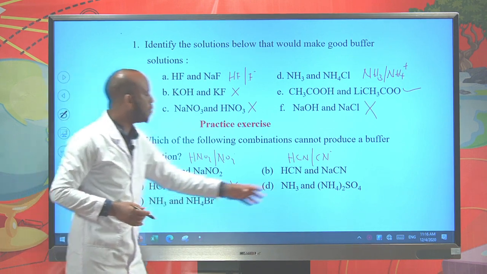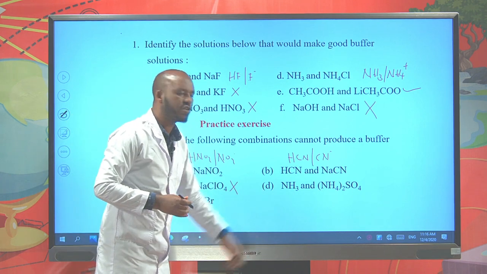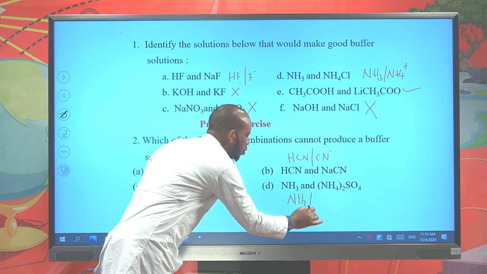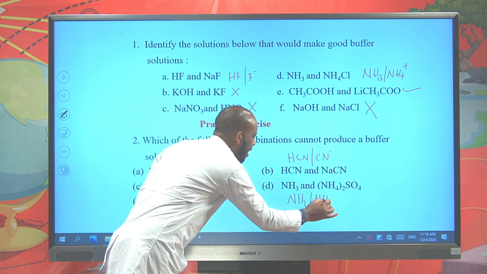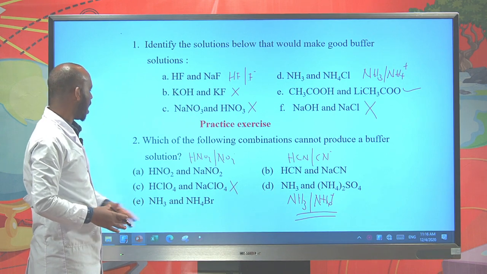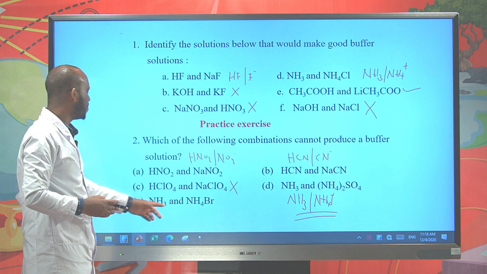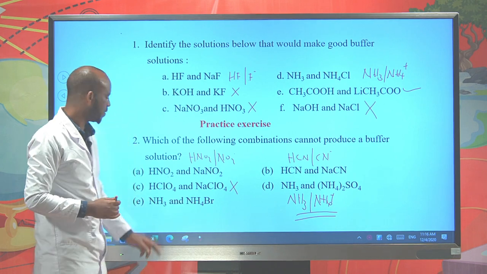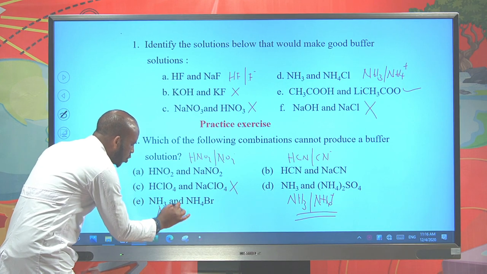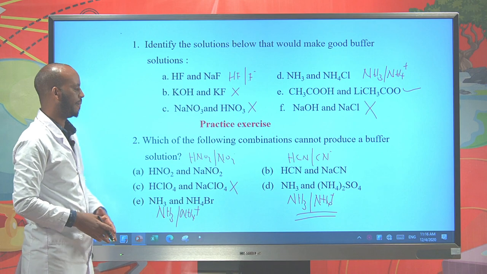D, ammonia and ammonium sulfate is a basic buffer solution. Ammonia, NH3, and its conjugate acid, NH4+, make a basic buffer solution. E, ammonia and ammonium bromide. Again, this is a basic buffer solution because it contains the weak base ammonia and its conjugate acid, NH4+. Good.